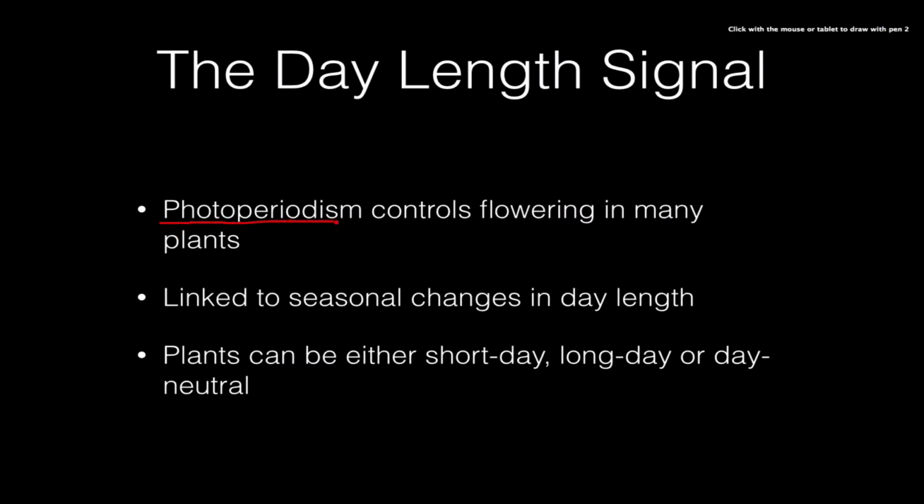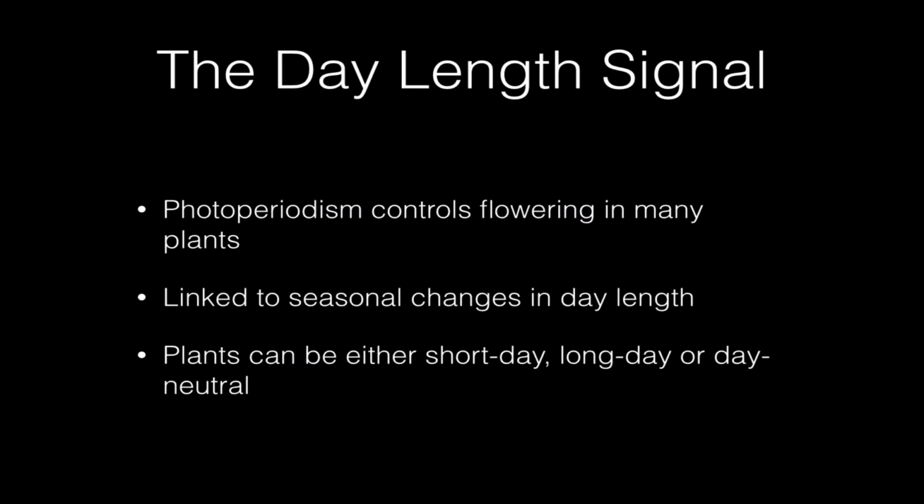Plants are photoperiodic, which means they're going to be changing their development according to the season. And the reasons for this are pretty obvious. Plants need to bloom at the right time of year and produce their seeds and their fruits at the proper times of the year. And this is controlled by the length of the day. All right. So photoperiodism is linked to seasonal changes in the length of day.